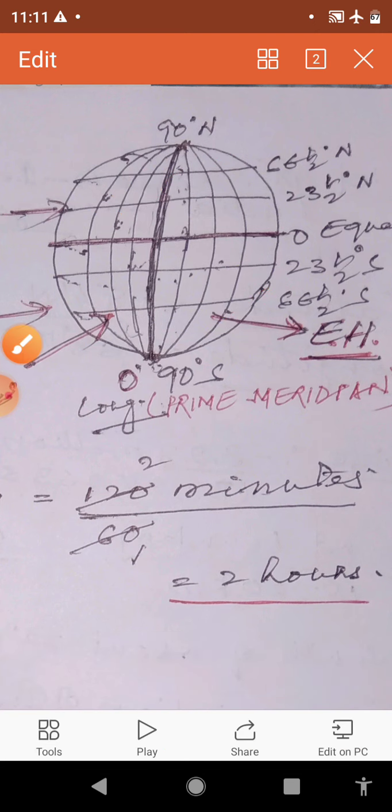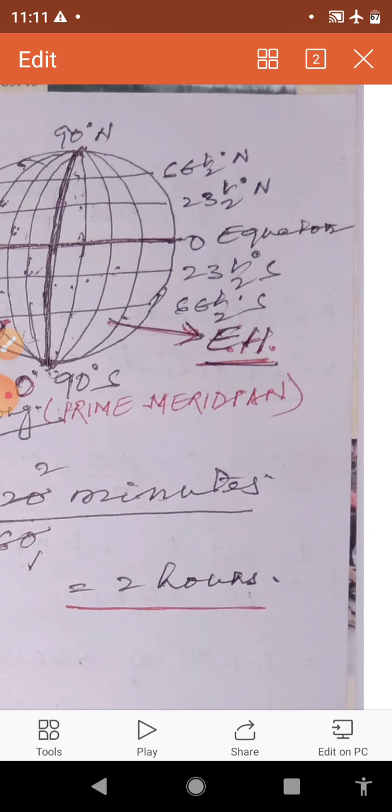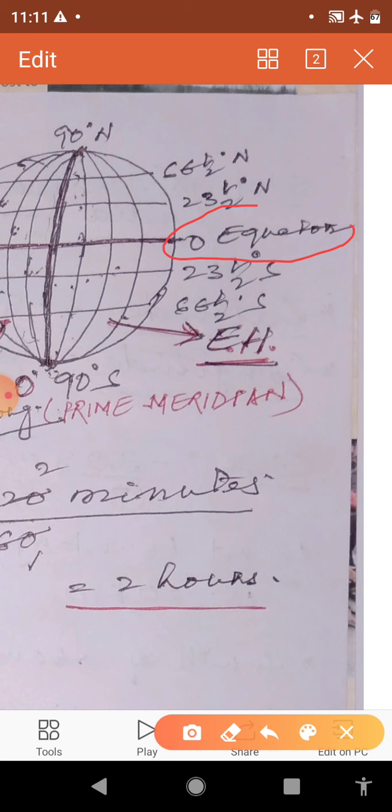Now let us discuss some of the important parallels of latitude. Here I have mentioned degrees also. First one, that is 0 degree latitude, or you can say the equator. So 0 degree latitude or the equator has divided the earth into two equal halves. The northern half is known as the northern hemisphere and the southern half is known as the southern hemisphere. With regard to India, our country lies in the northern hemisphere.